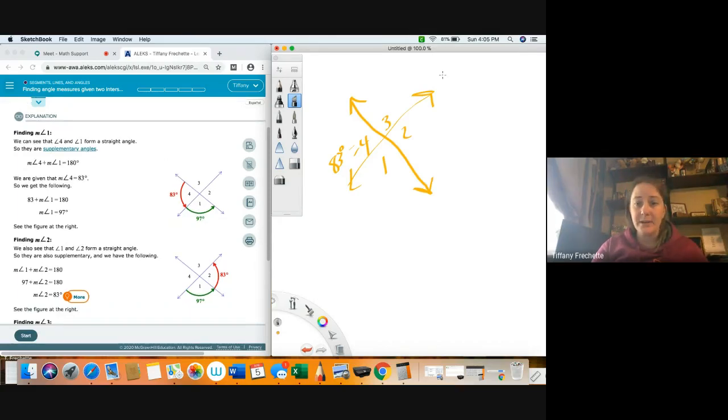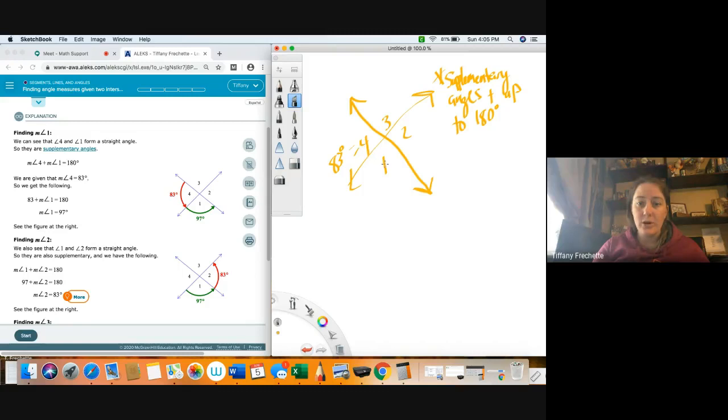So supplementary angles. Sorry, not lines, angles. That was a silly mistake. Supplementary means they add up to 180 degrees. So this is one of the big ones we need to remember. Supplementary angles add up to 180 degrees. So supplementary means that they're on a line together.